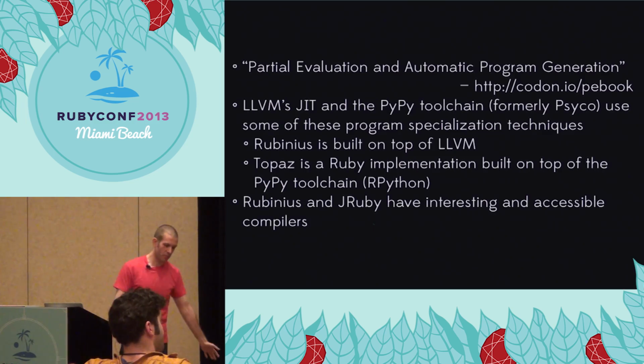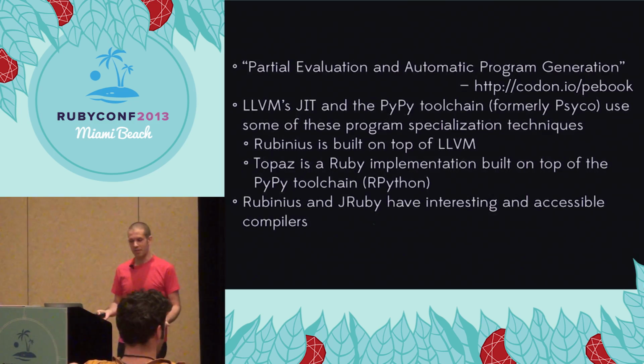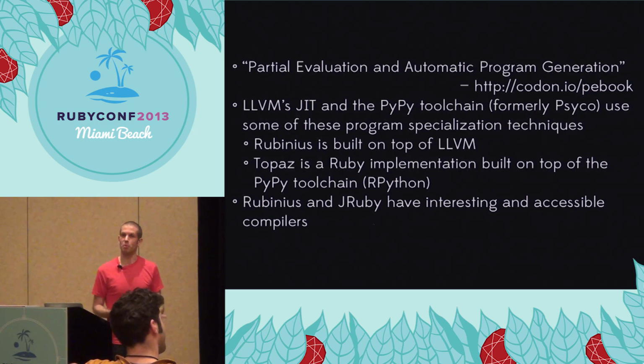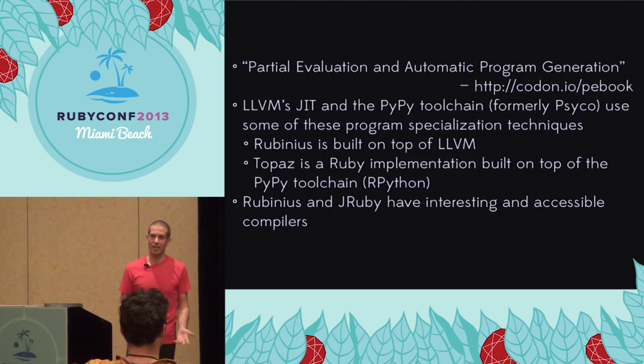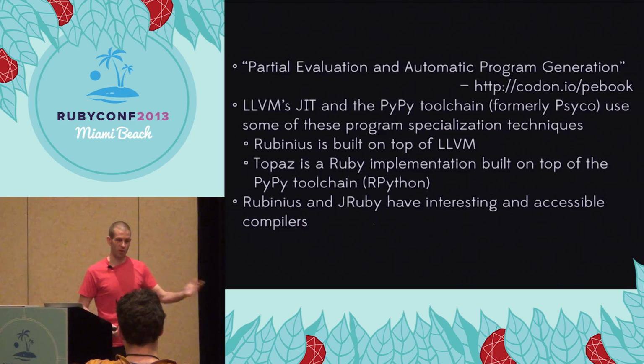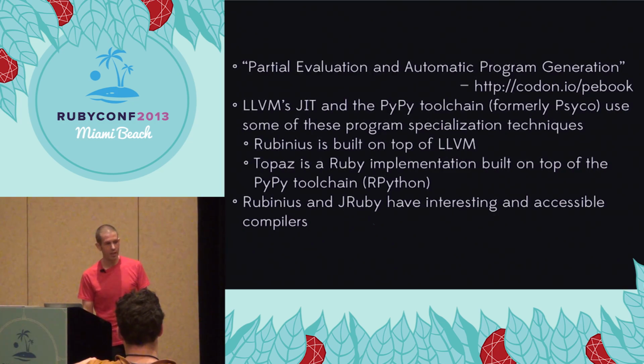And quite aside from the partial evaluation stuff, Rubinius and JRuby are great because they are compilers that have got interesting and accessible implementations. So if you feel like you could become interested, in the spirit of Max's keynote yesterday, if you feel like you want to get involved with stuff and you're interested in these kind of programs that generate programs, then you could do a lot worse than cracking open Rubinius or JRuby and having a look at how they work and maybe submitting a pull request or something.